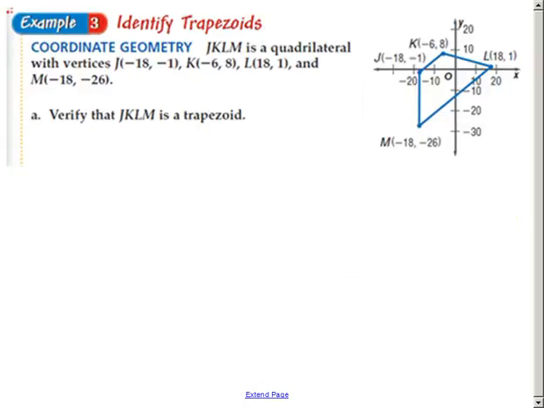Let's take a look at our example 3. We're taking it to the coordinate plane. Here we have our quadrilateral JKLM with our vertices as they are listed in our directions. Please take a moment and have the students verify that JKLM is a trapezoid by performing the calculations on their papers. Please pause and allow this to happen.